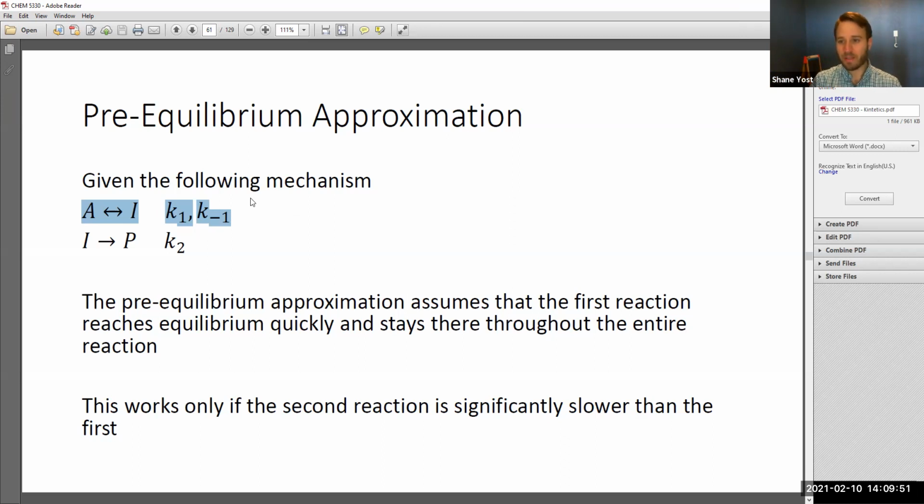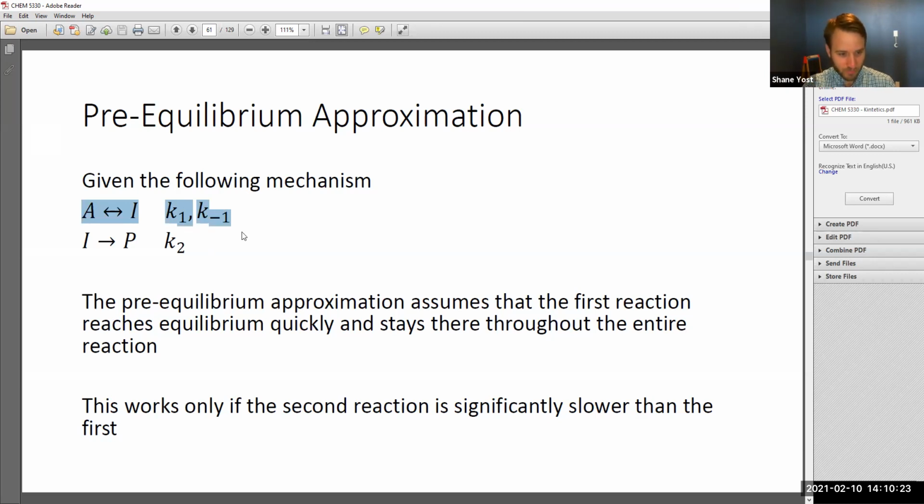A reaction at equilibrium doesn't have to be at a certain set of concentrations. It all depends on the ratio of concentrations of products over reactants. So as long as the ratio of I over A always equals the same value, if I increase A, I just have to also increase I. So the pre-equilibrium approximation just says that we're at equilibrium for that first reaction the entire time.